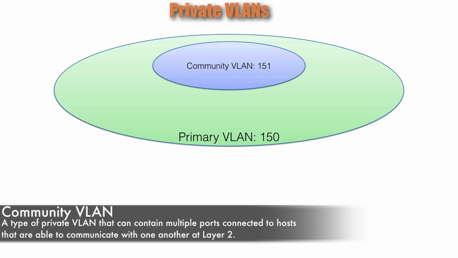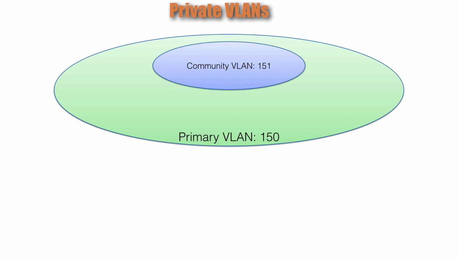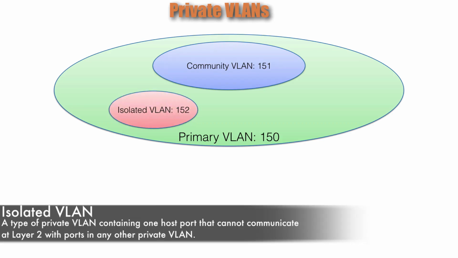Maybe we've got different devices on the same floor of a building. They are part of the same company. We want them to be in the same broadcast domain, which might be a good thing for printer sharing as an example. Well, we could place those ports in a community VLAN. Maybe we had another port and it needed to be by itself. We could put it in an isolated VLAN.